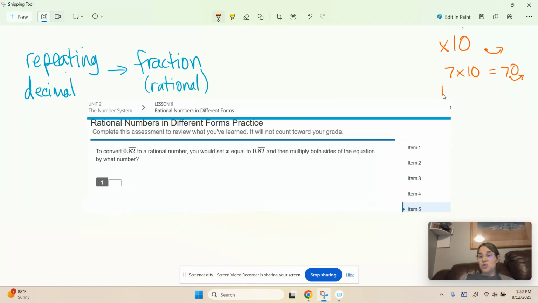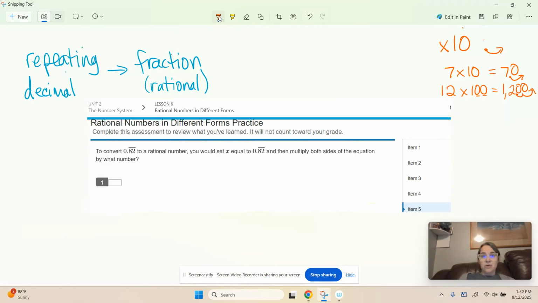If we have 12 times 100, we get 1,200. So here's the decimal in 12. It moves 2 places to the right. So however many zeros you have, that's how many places the decimal moves to the right. Okay, so we've got to agree on that.